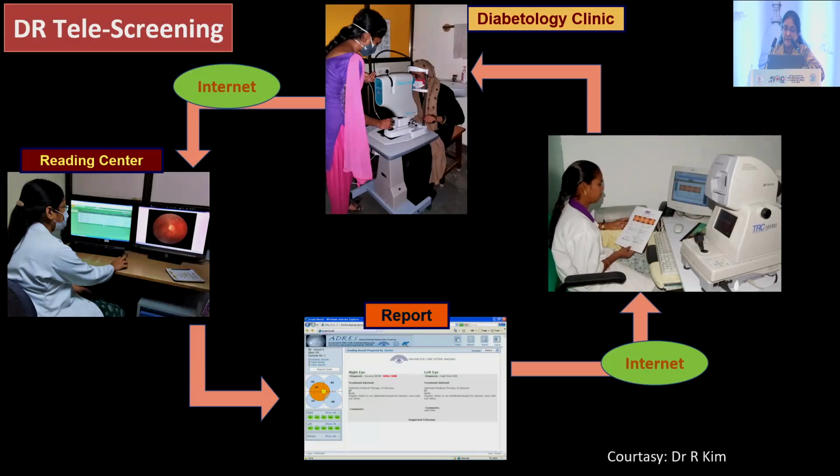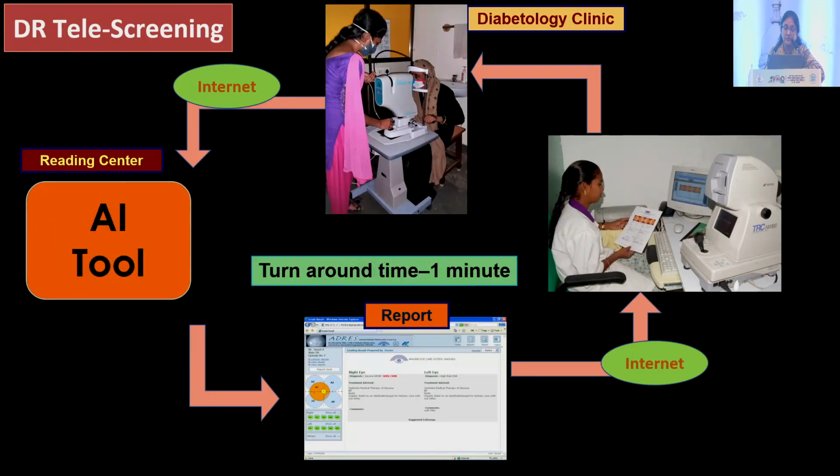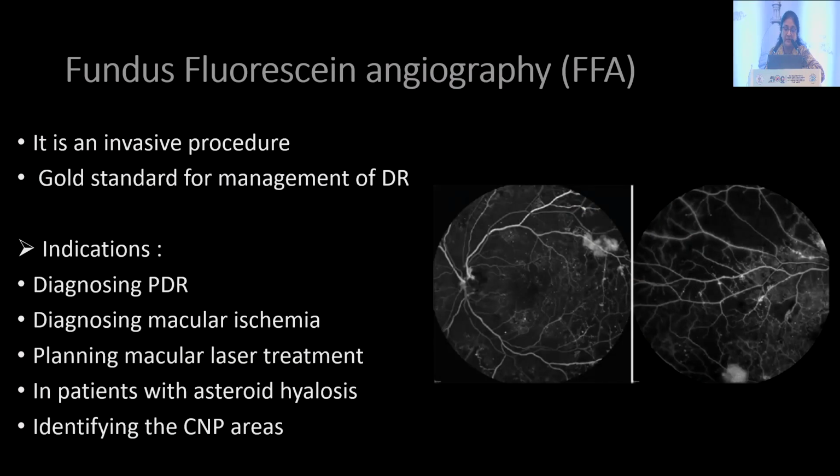This is a slide I borrowed from Dr. Kim, where Aravind Eye Hospital and SN both are grossly involved with screening of patients for diabetic retinopathy. As rightly shown, when we are using tele-screening, the turnaround time can be around 1 hour. But when we are using an AI tool, it can be reduced to as short a time as 1 minute.